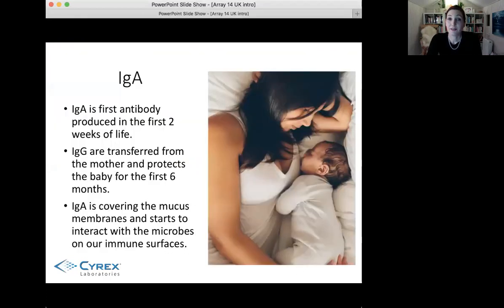So IgA is our first antibody. It's produced in the first 2 weeks of life. IgG is transferred from the mother and it protects the baby for the first 6 months, but IgA is the first antibody that our own body makes. And of course, that's because IgA is covering all of the mucous membranes and it starts to interact with the microbes on our immune surfaces at that very early immediate stage. So after 6 months, then we start to make IgG and IgM and eventually IgE.